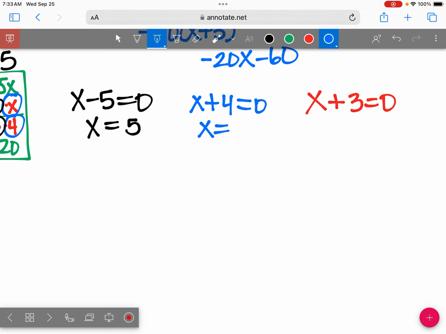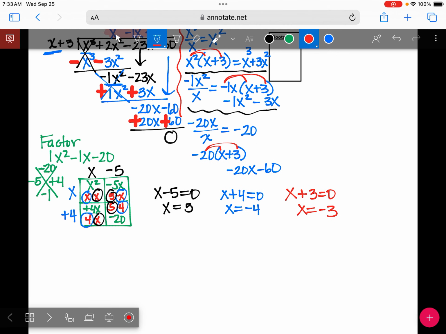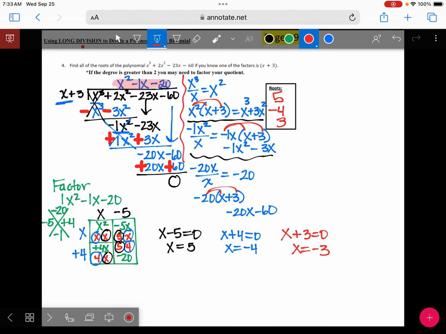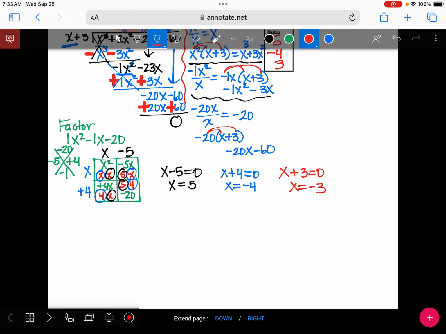And then you write these 4 numbers in the box. So 5, -4, and -3. So we'll do one more for today. Let me write these answers in the box. 5, -4, and 3. These take a little bit more time, so that's why.